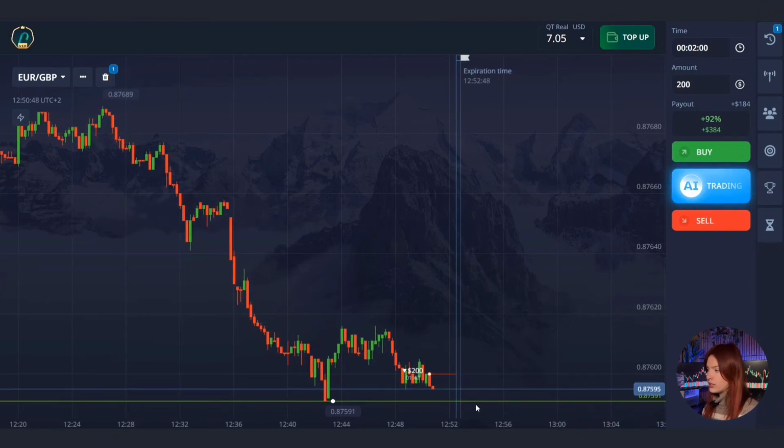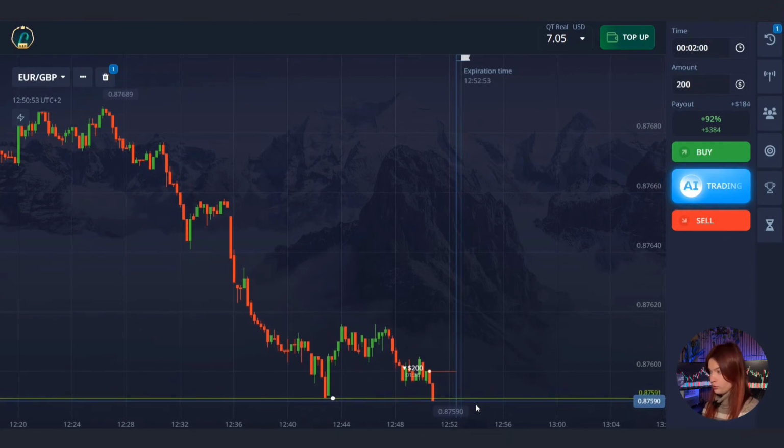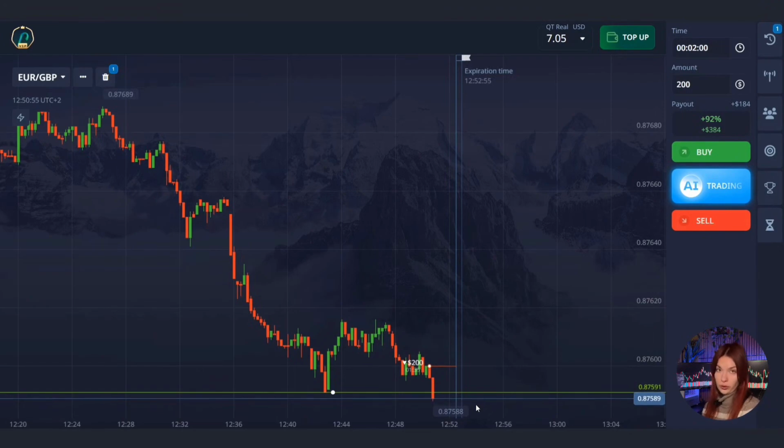At least we can already see the red candles continue to form, guys. The price has approached the level and it is already starting to go beyond it. So guys, let's wait for the outcome.